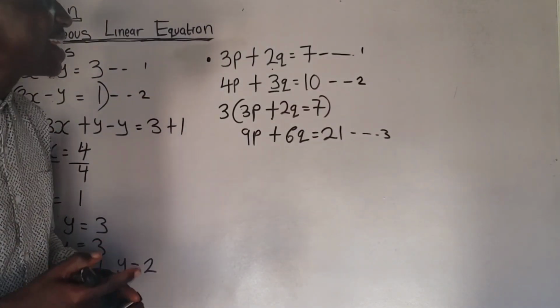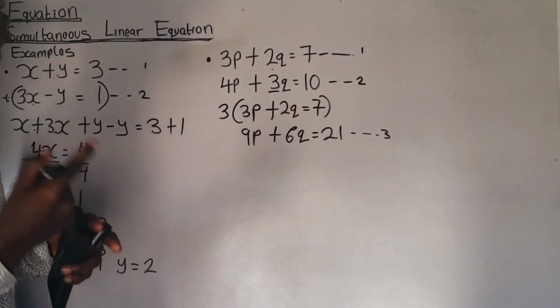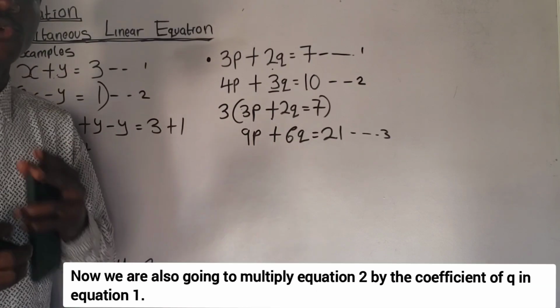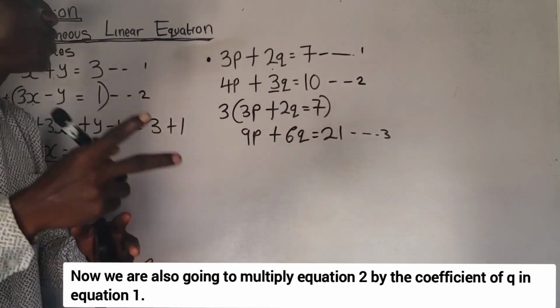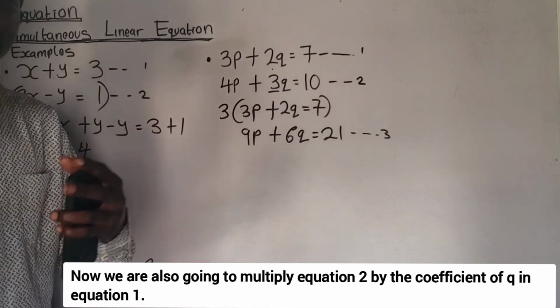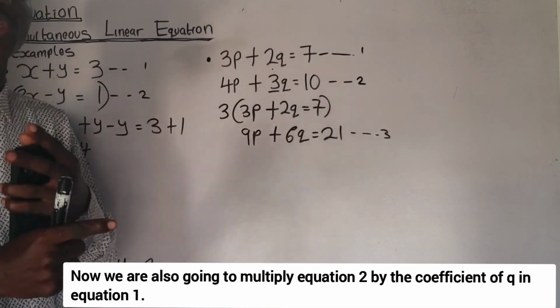Now, I'm going to multiply the whole equation 2 by the coefficient of q in equation 1. In that case, the coefficient of q in both equations will be the same.